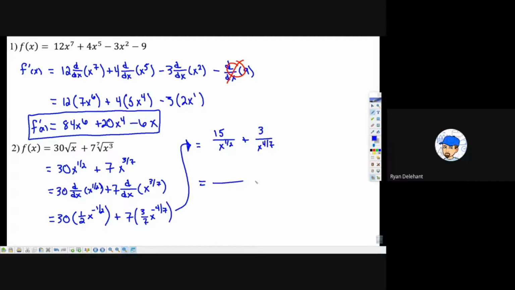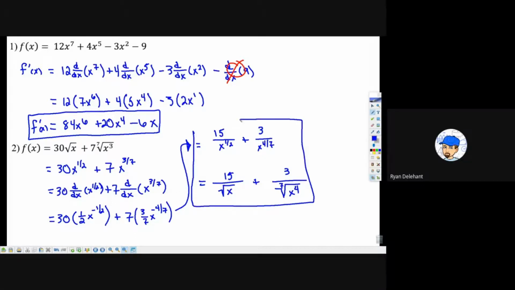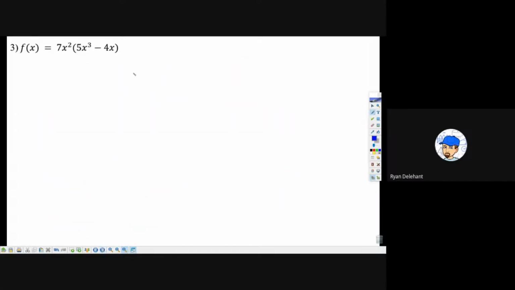And the only thing you want to be careful with is sometimes your answers for these won't be written with those fractions. It's going to be written with the root symbol. So this is the square root down here. And this is 3 on the top, the 7th root of x to the 4th. And there's our derivative for number 2. Now working on to number 3.